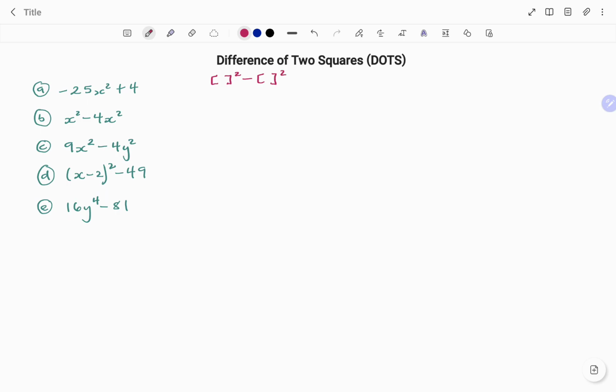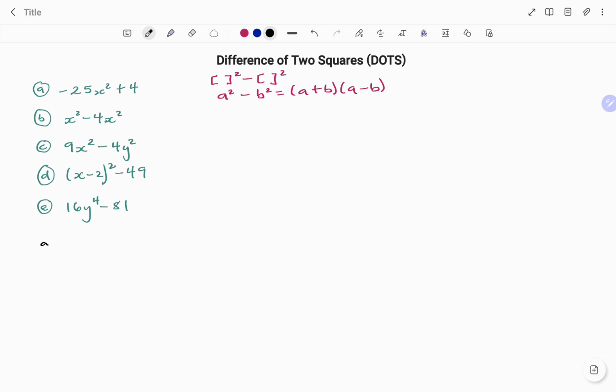Recall that if you're applying the difference of two squares technique, we have something squared minus something squared. The expression must be in that format. For example, if I have a squared minus b squared, factorizing, I'm going to have a plus b, the terms a and b, adding them, and also a minus b in the second bracket. If I expand the brackets a plus b and a minus b, I'm going to have a squared minus b squared. Let's go into the following examples.